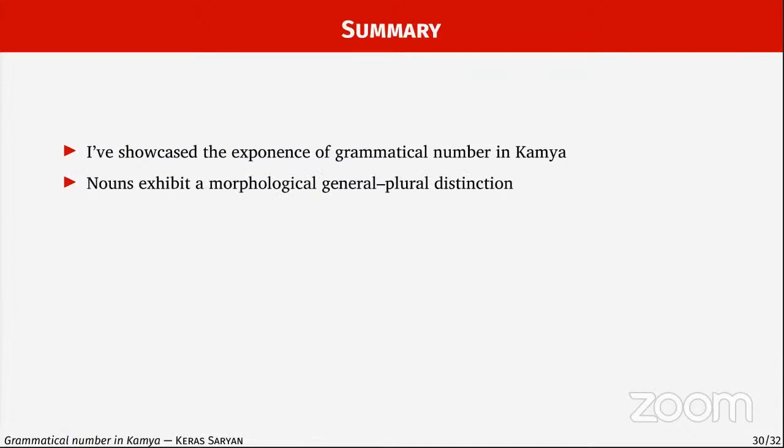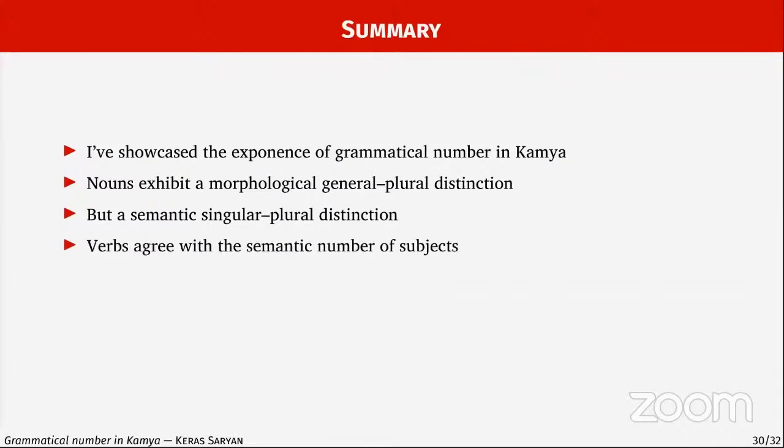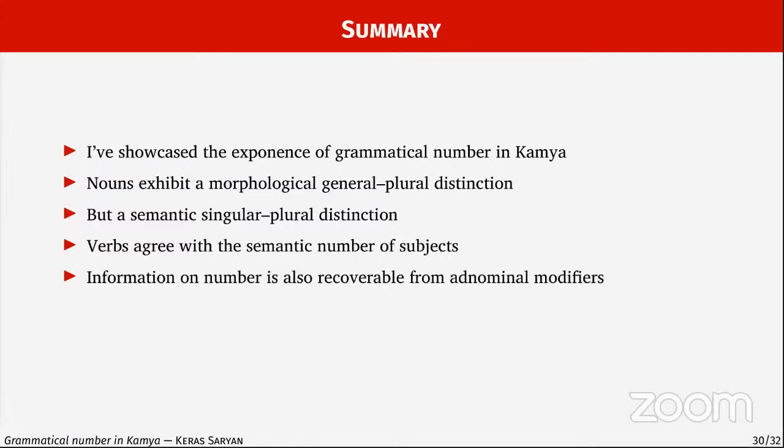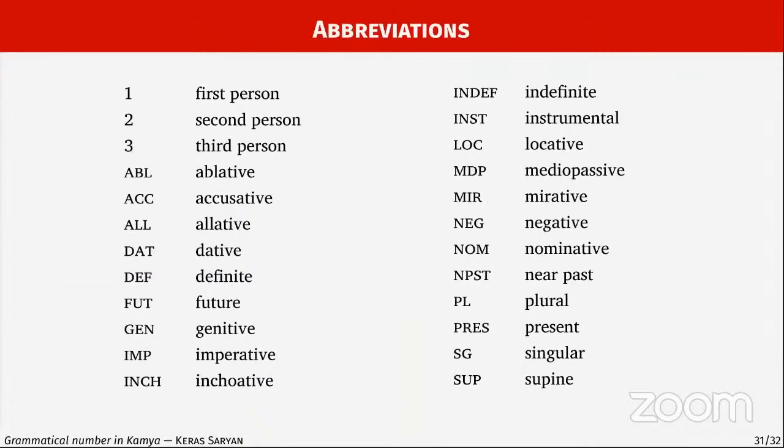Okay, so to sum up, I've shown you how grammatical number is expressed in Kamya: that nouns have a morphological distinction between general and plural number, but still show a semantic distinction between singular and plural, and that this ties in with the verbs, in that verbs have to agree with the semantic number of subjects rather than the morphological number. Also, the information is recoverable from adnominal modifiers, as well as nouns and verbs. Or failing that, just context or real-world knowledge will do the job. And thank you for listening.